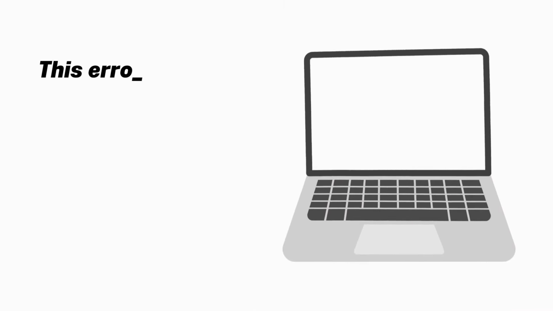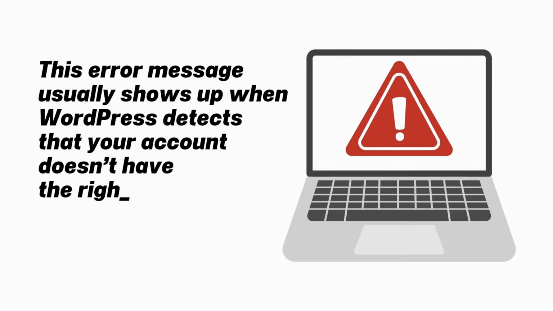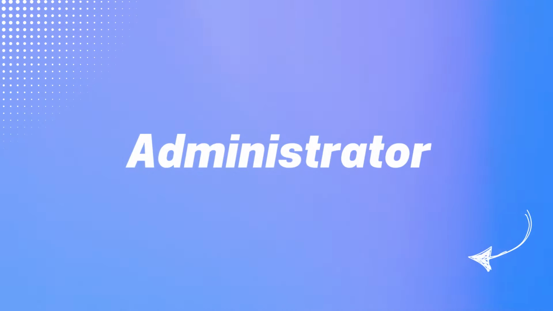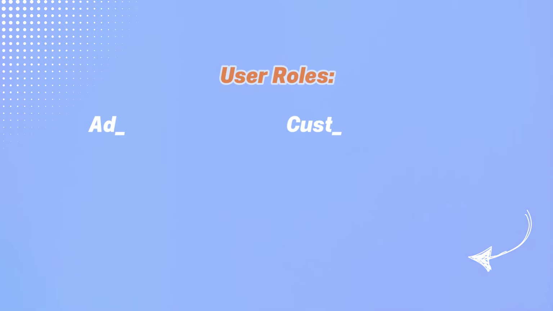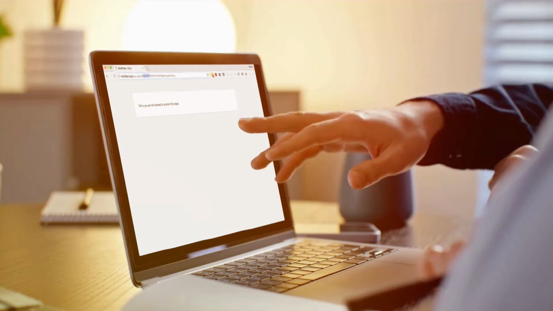The "sorry, you are not allowed to access this page" error message usually shows up when WordPress detects that your account doesn't have the right permission to access a certain page or feature. WordPress uses user roles like administrator, editor, author, and subscriber, each with different access levels. If you try to access something your role isn't allowed to see, you'll encounter this error. But it's not always that simple.